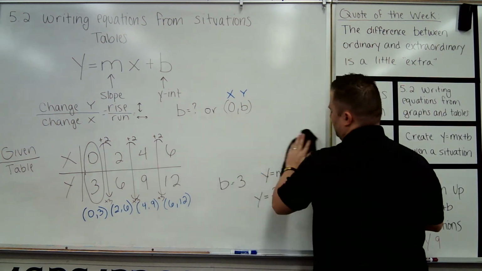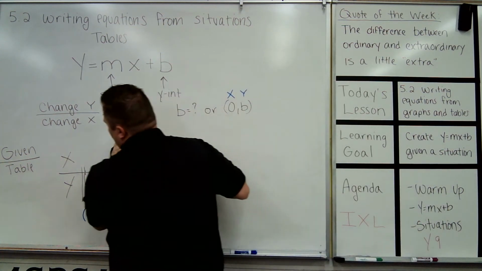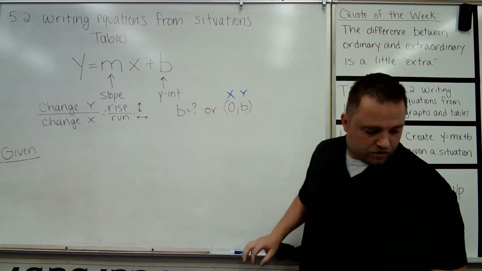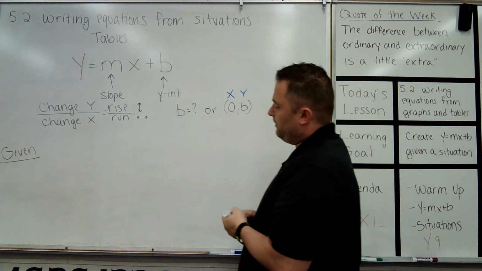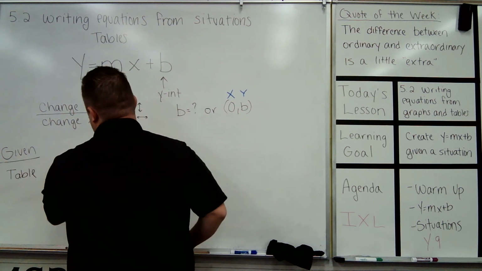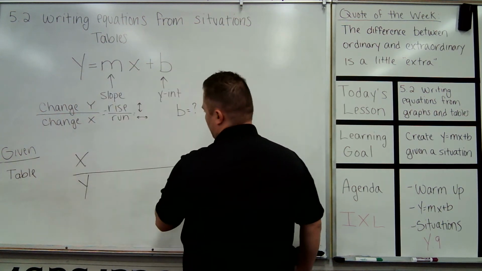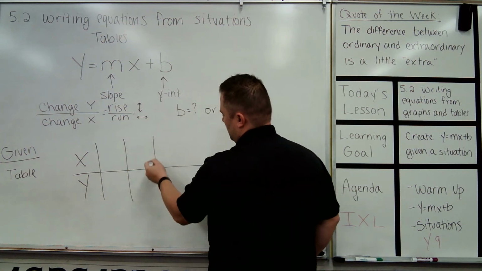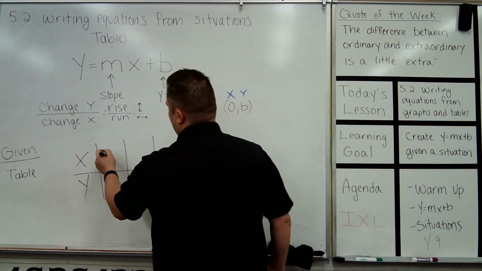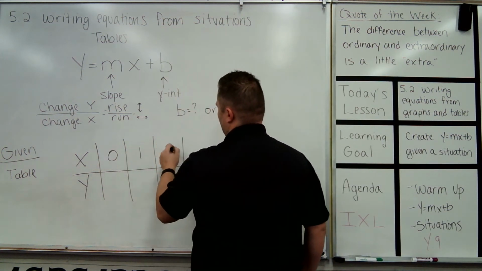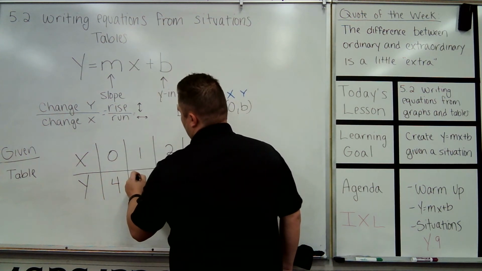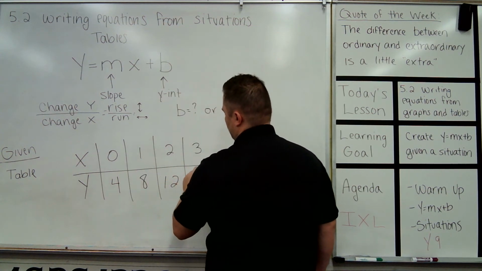Okay, well, let me erase all this real quick. So what if I gave you another table? I have an x, and I have a y, and they're in a table. I'm going to start with 0, 1, 2, 3. And then we have 4, 8, 12, 16.